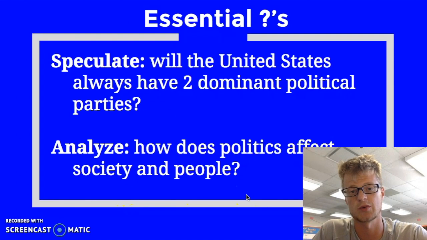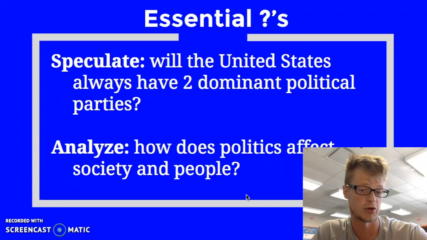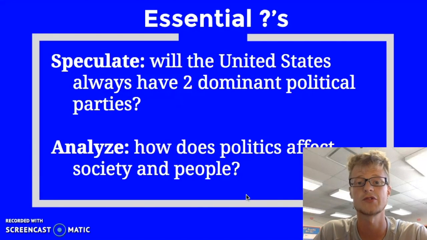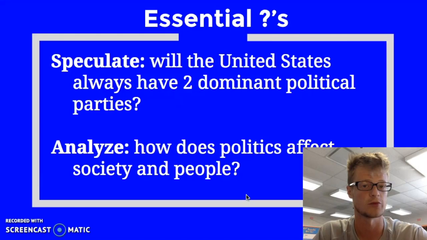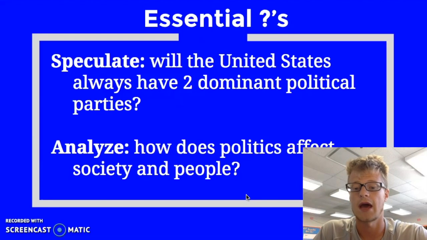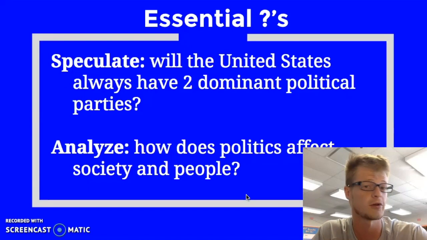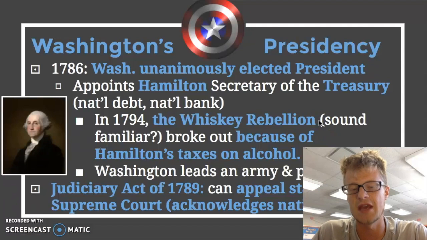So our two essential questions we're looking at today are, one, will the United States always have two political parties? This is kind of a fun thing to speculate, especially in our recent election where we've had not only political parties be challenged, but they're also starting to morph in some really cool and interesting ways that probably deserves some more discussion. And then number two, how does politics affect society and people? As you'll find here, the decisions made by presidents and people that aren't president, like Alexander Hamilton, have a really big influence on society.